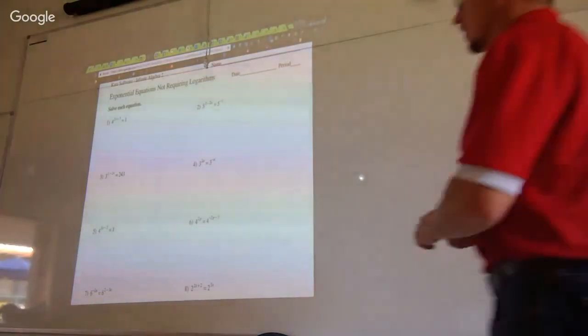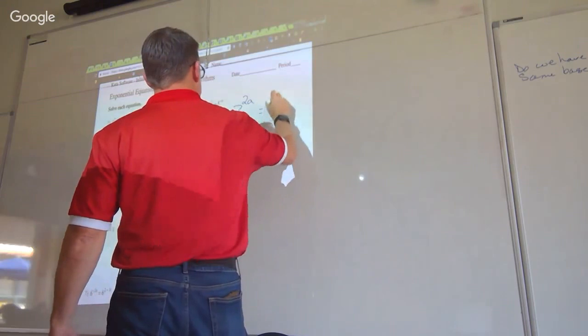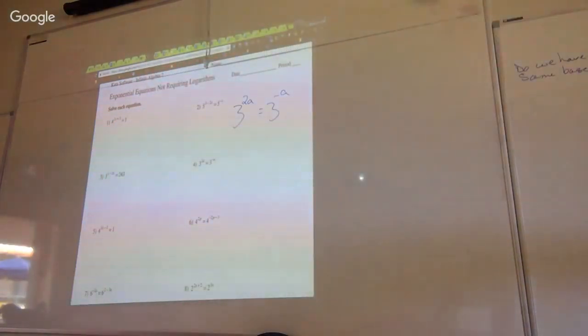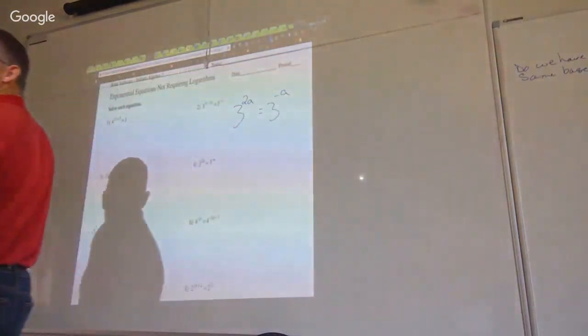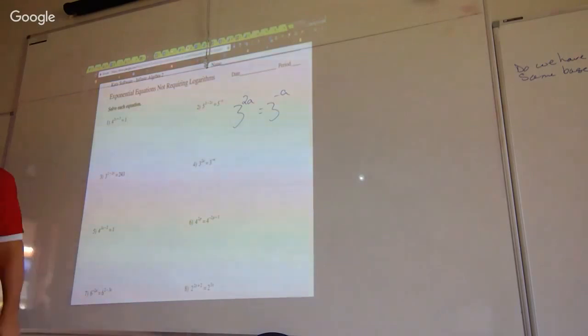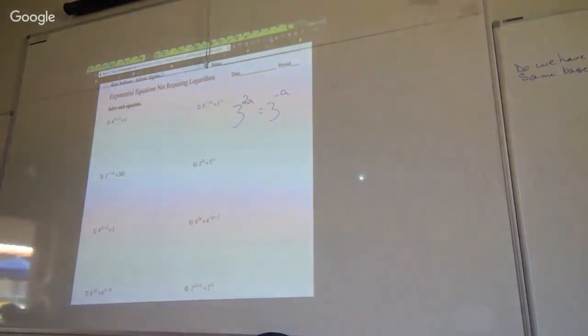So if we take number 4, where we have 3 to the 2a is equal to 3 to the negative a. And remember our diagram, the one that said, do we have the same base? Yes or no? How many of you had that diagram copied down? If you do not have it copied down in your notes, this is the diagram that you will need. We're going to finish this one, but yes, we'll get to that.